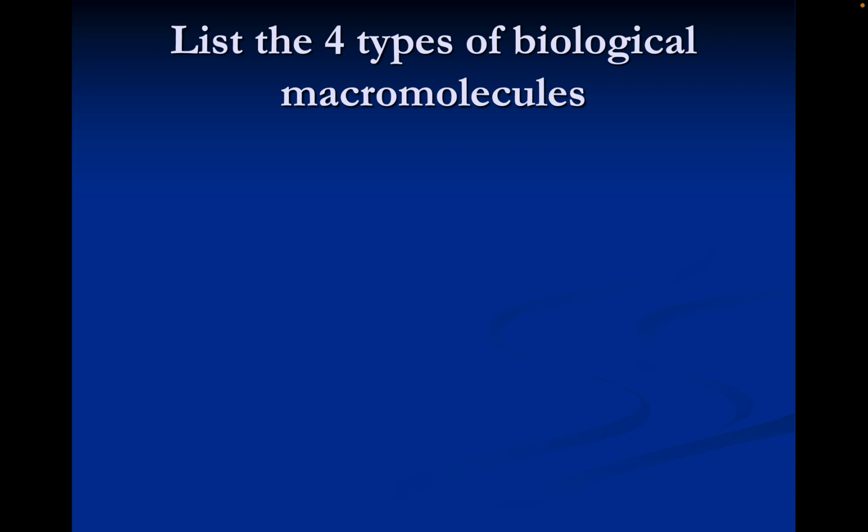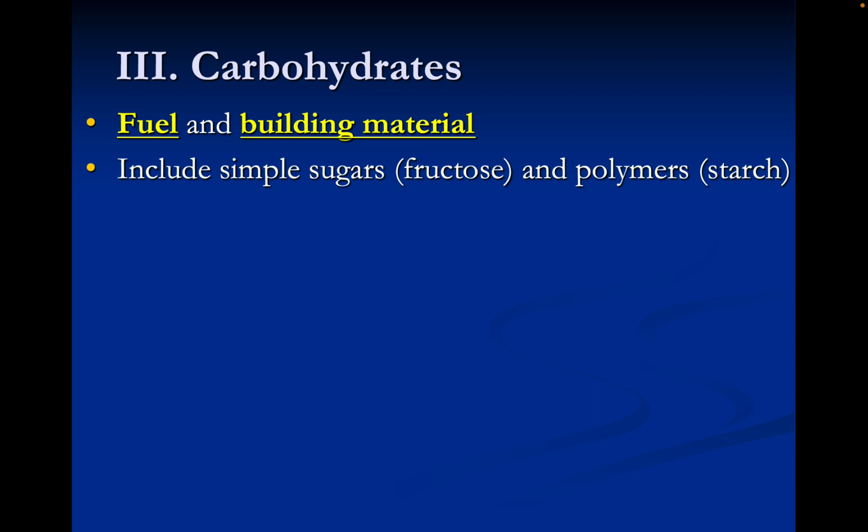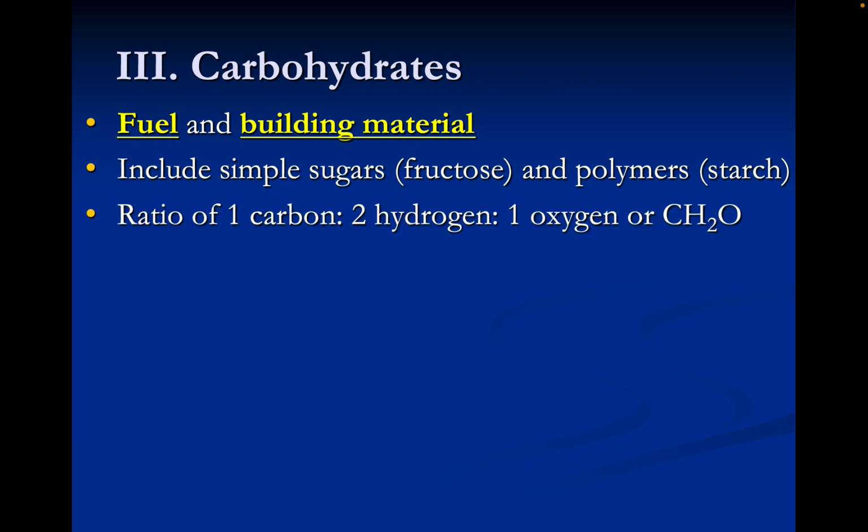Okay, next, I'd like you to start a spot in your notes where you're tracking what are the 4 types of biological macromolecules. I mentioned a few already, but we'll go through them each one by one. First, we'll talk about carbohydrates. Carbohydrates are used as fuel and building material by living organisms. They include simple sugars like fructose and polymers like starch, which are larger and more complex.